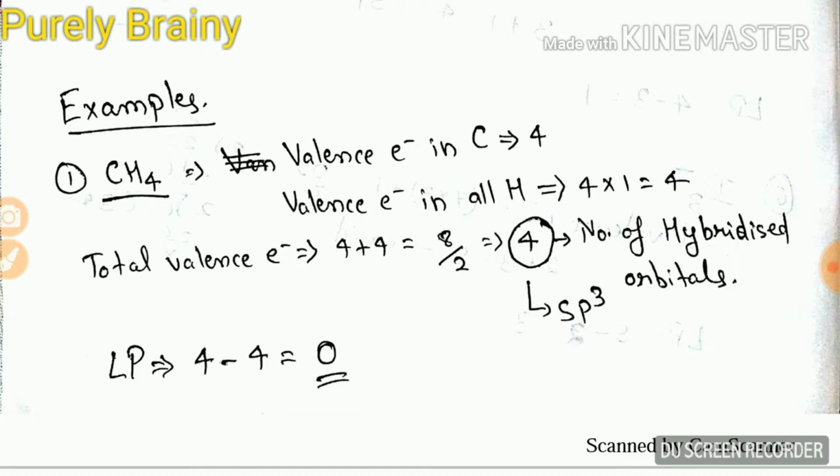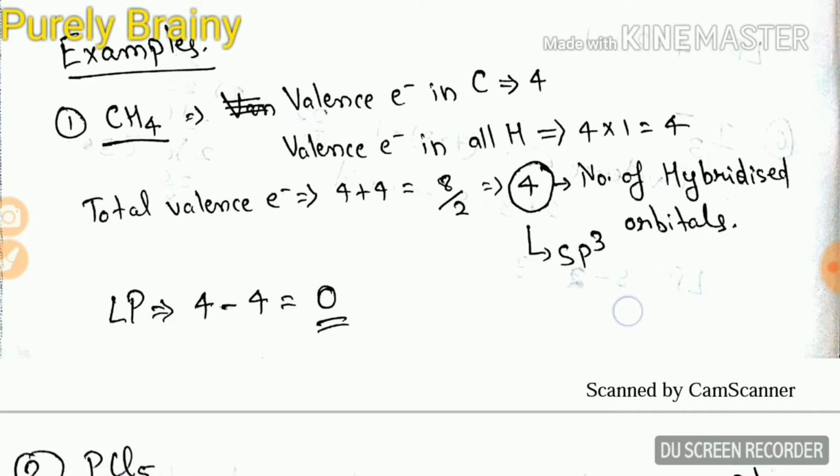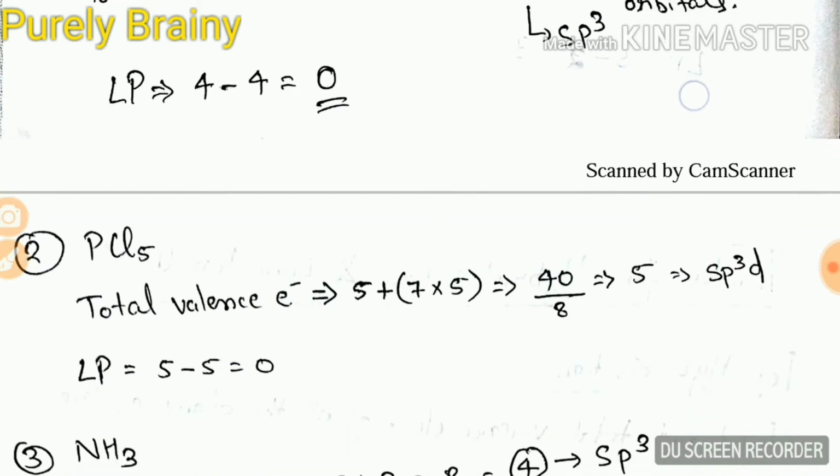Now to calculate the lone pair, we subtract the number of surrounding atoms from the number of hybridized orbitals. The number of hybridized orbitals is 4, and in the molecule of CH4, 1 carbon is surrounded by 4 hydrogens, so the total number of surrounding atoms is 4. Therefore the lone pair in CH4 is 4 minus 4, that is 0.